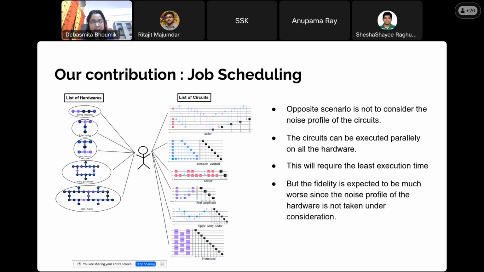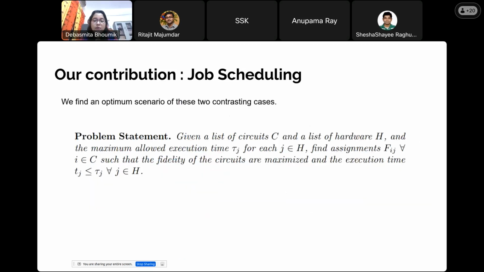Now another thing can happen, the opposite scenario, that we don't consider the noise profile of the circuits, then we can parallelize it completely. So we can schedule all the circuits in different hardwares. This will require the least execution time, but the fidelity will be worse because we have not considered the noise profile of the hardware. Now we have to come to a trade-off.